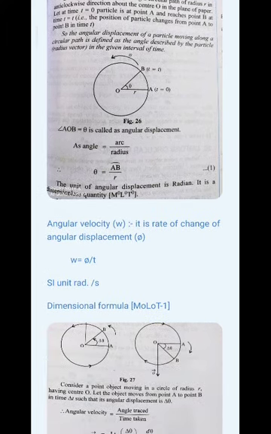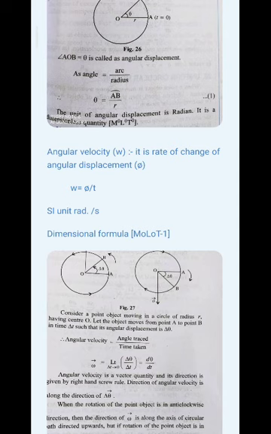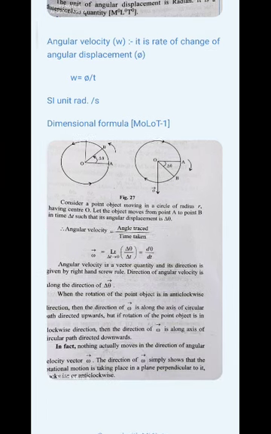Angular velocity is the rate of change of angular displacement. So omega is theta by t. The SI unit is radian per second, and the dimensions are M0 L0 T minus 1. It is similar to frequency, so it is called angular frequency. Angular velocity is angular frequency.